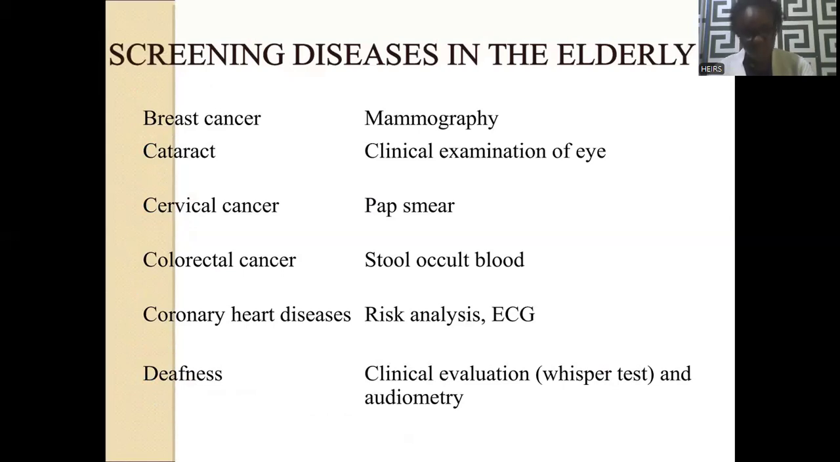Now, for disease screening in elderly people, mammography is a non-invasive mechanism of screening for breast cancer. Clinical examination of the eyes is a non-invasive method of screening for cataract. Pap smear is a non-invasive method for screening for cervical cancer. Then colorectal cancer, the stool can be taken for occult blood. Then coronary artery disease, of course, risk analysis, hypertension, diabetes, ECG, some other blood work. Deafness is a clinical examination, whisper test or audiometry, and if it's found that such an elderly person has nerve deafness, hearing aid can be recommended.